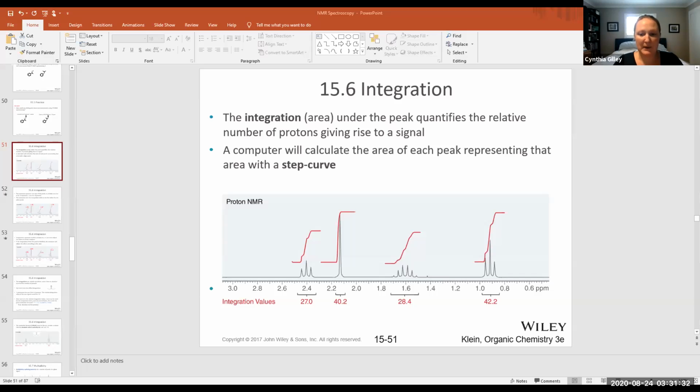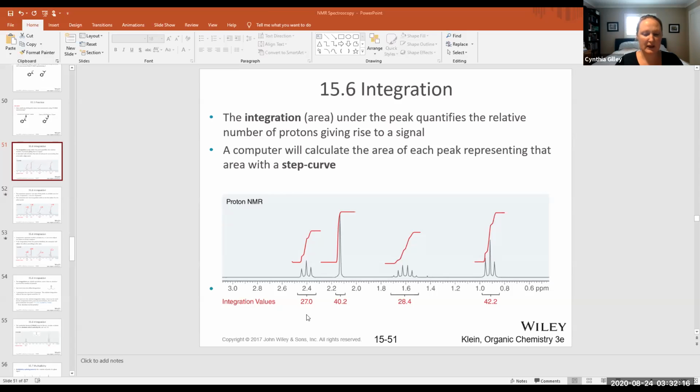All right, let's talk a little bit about the third important piece of information you can get from an NMR spectrum, which is the integration. The integration stands for the area under the curve. So basically, the computer calculates the area under each signal and converts that area into a step curve, which is what you're seeing with these red lines here. Then it will randomly assign values to each one that are meaningless but relative to each other. So what the user has to do is figure out what these random values relate to.